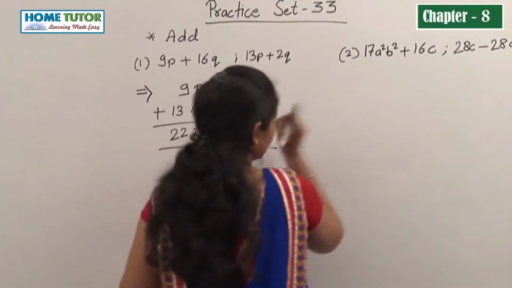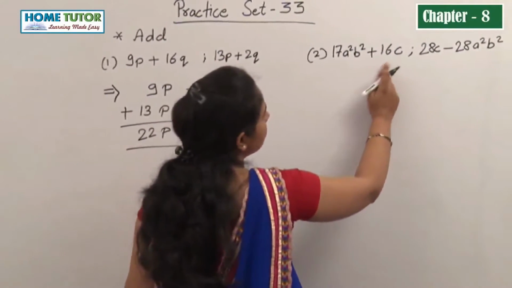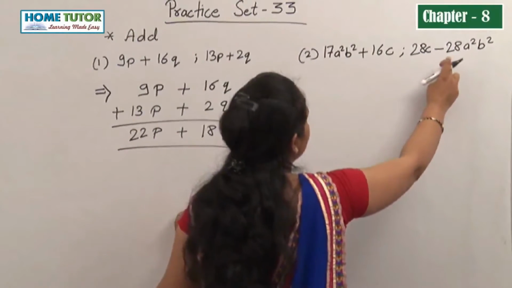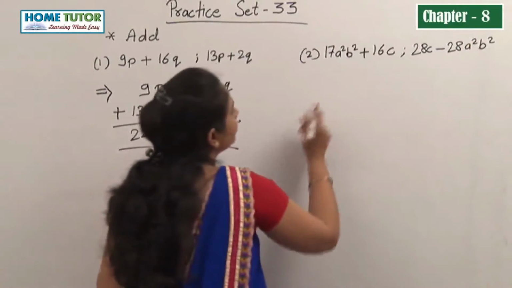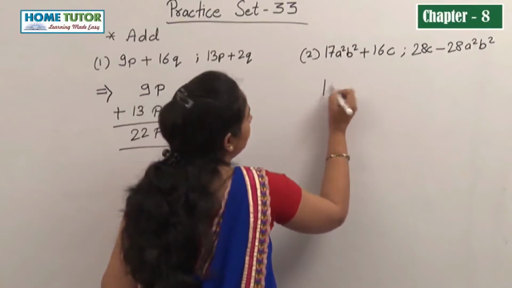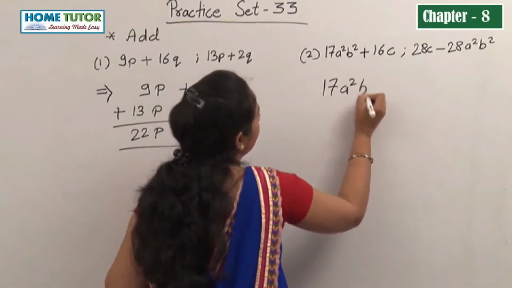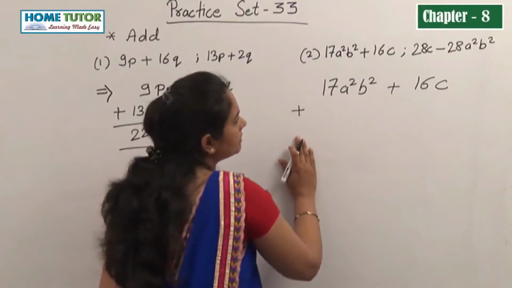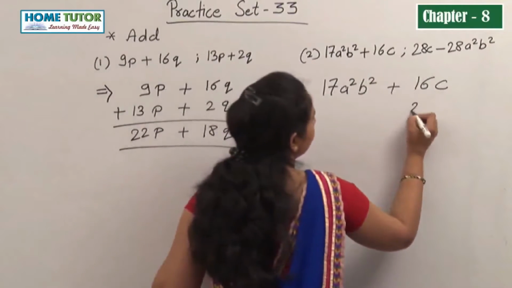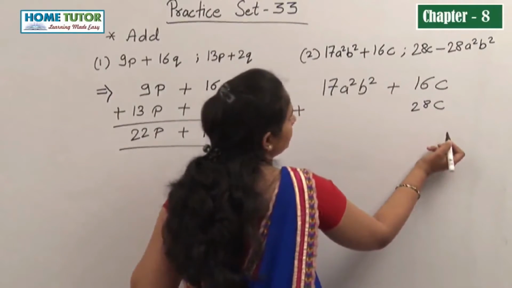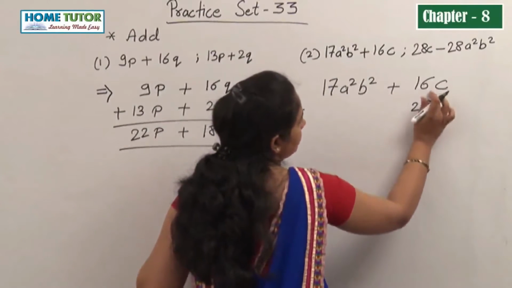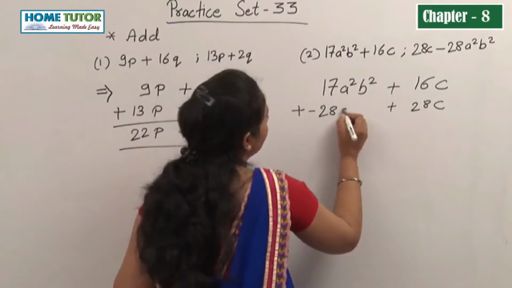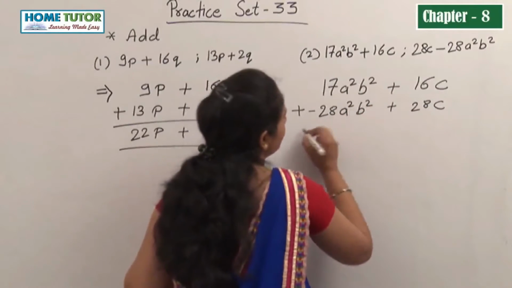Next is 17a square b square plus 16c. We have to add this with 28c minus 28a square b square. We will add in vertical form. So 17a square b square plus 16c. We will take like terms together. So 28c we will write below 16c, plus minus 28a square b square.